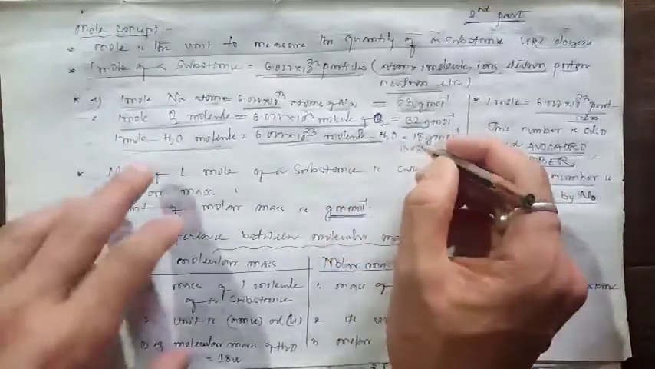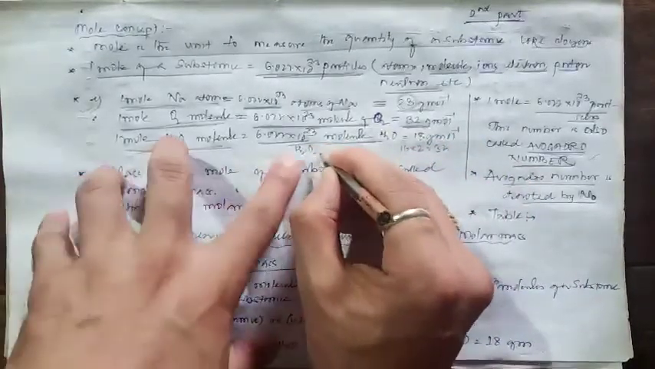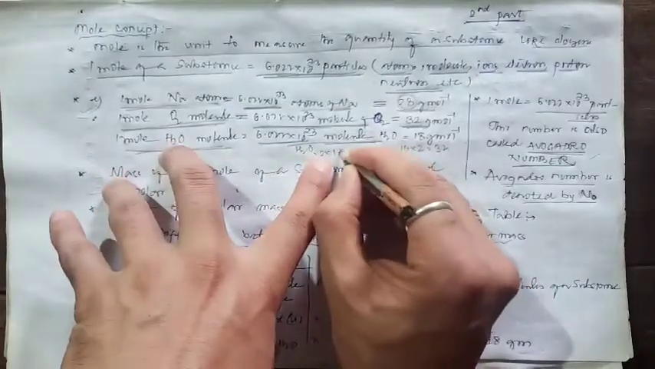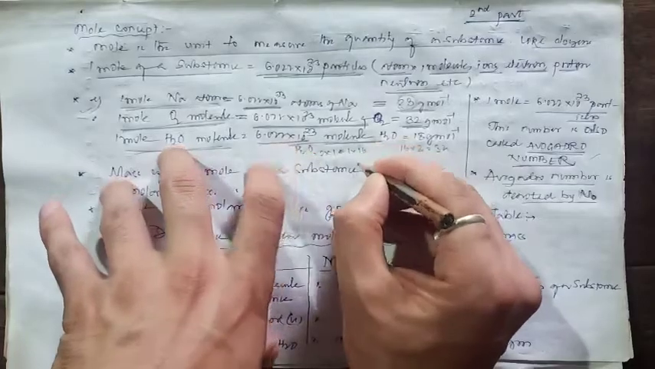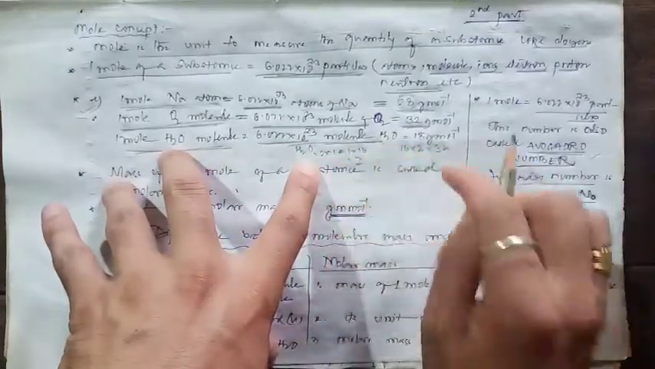Now students, you know how we got this 18? The water formula is H2O, so we have two atoms of hydrogen. So 2 times 1, since the atomic mass of hydrogen is 1, plus oxygen, 1 times 16, since the atomic mass of oxygen is 16. So 16 plus 2 gives us 18. That's how we got this value, 18.